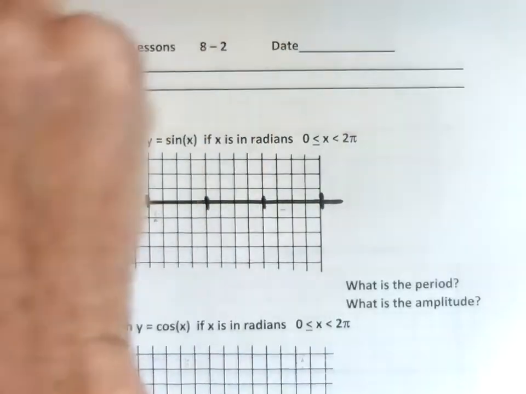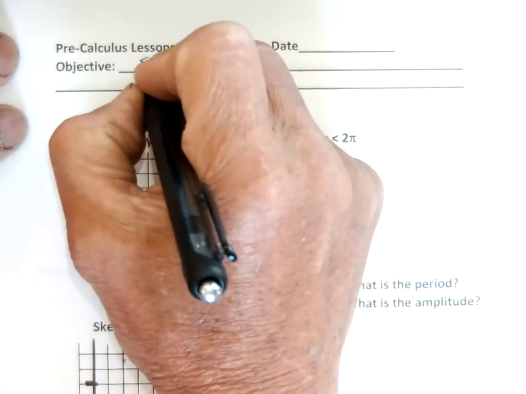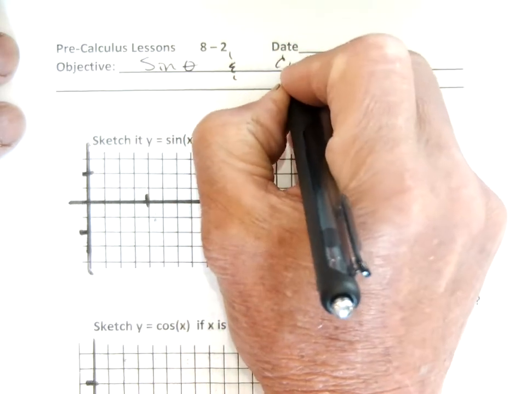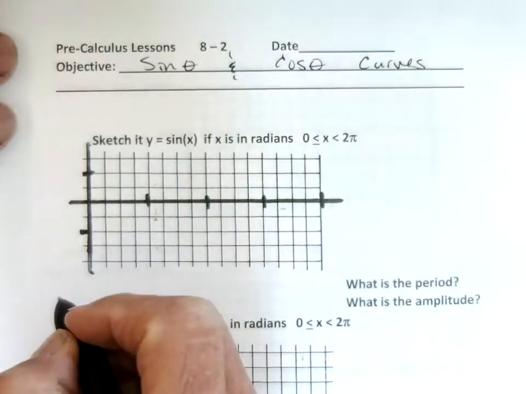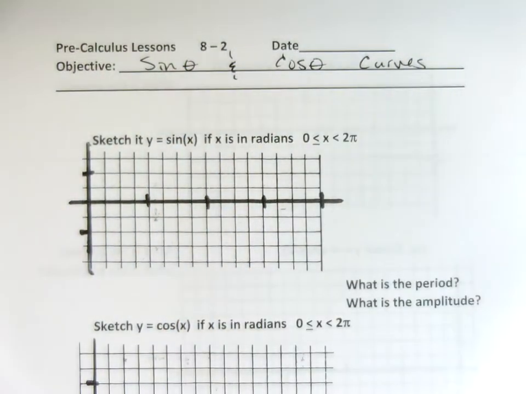Okay, so let's make the sine and cosine curves. Okay, so we're going to graph y equals sine and y equals cosine.